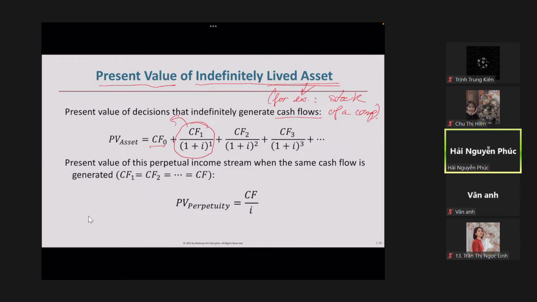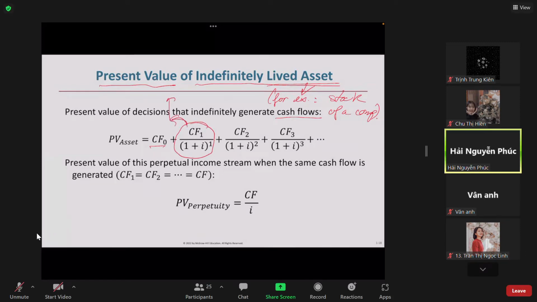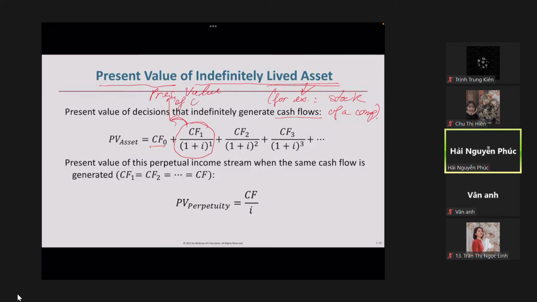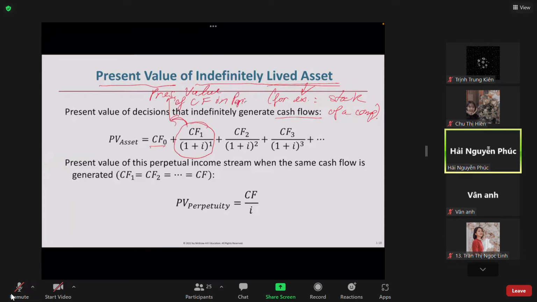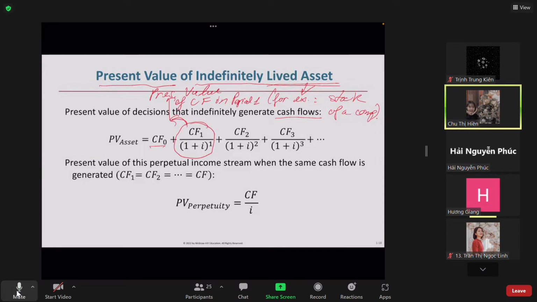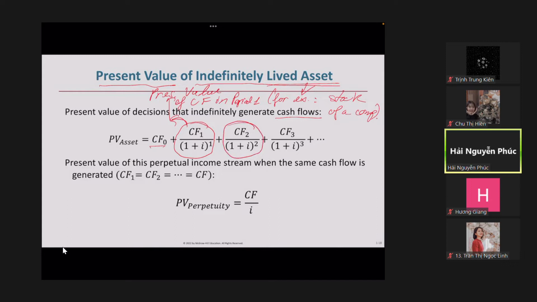It is the present value of the cash flow in period 1. Understand? Okay. Here is the second period, here is the third period, and so on to infinity.